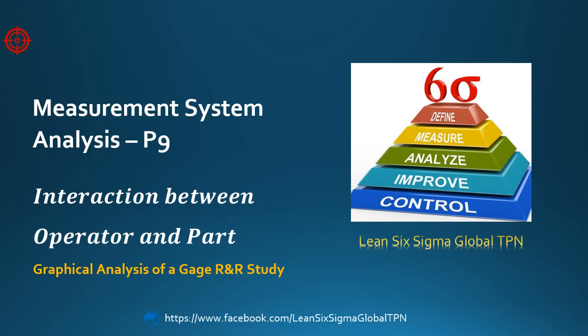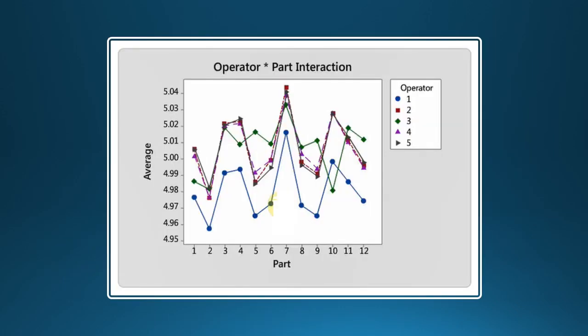Hello friends. In this lesson, we'll talk about the interaction between operator and part. In the previous lesson, we performed a gauge R&R study to look at different sources of variation collected from the PCBA viewer measurement tool system. Let's continue the graphical analysis of the results by evaluating the interaction between the operator and the part being measured.